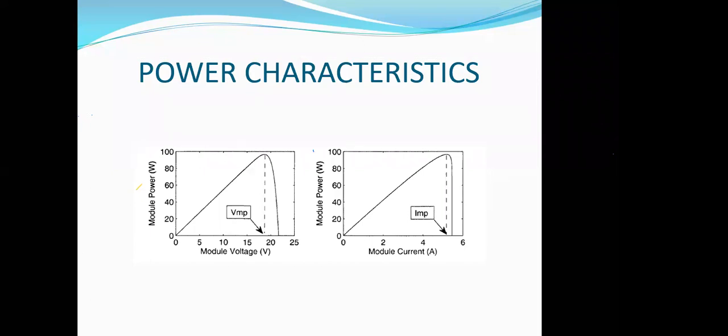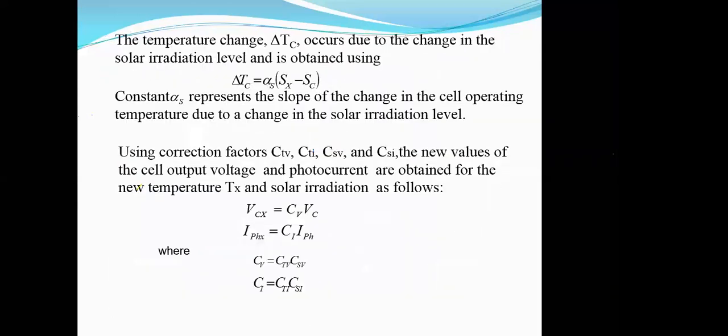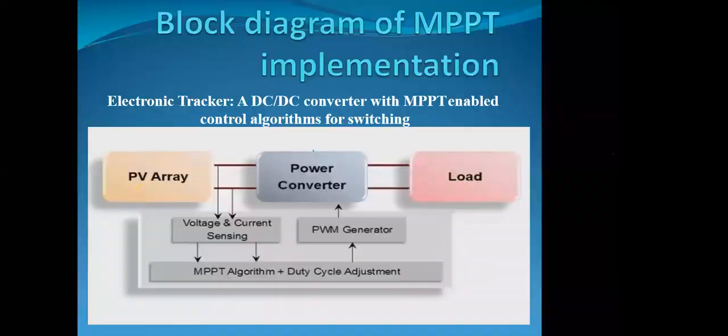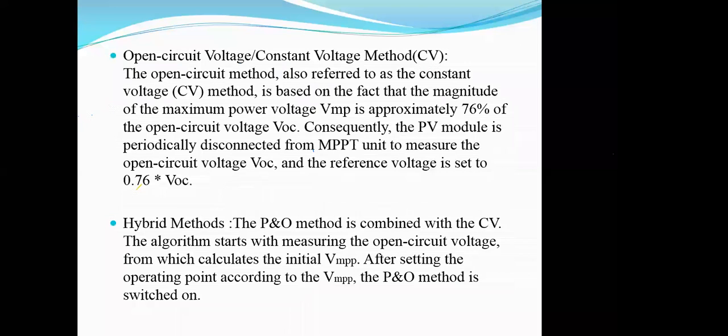If we want to calculate VMP, we multiply the open circuit voltage VOC by 0.72 to 0.8, so it will be 0.72, 0.73, 0.74. It depends upon the material of the PV we are using. With that we can calculate VMP and then track the maximum power point. So these are basically the three methods: perturb and observe, incremental conductance, and open circuit voltage or constant voltage method. All these methods have their advantages and disadvantages.